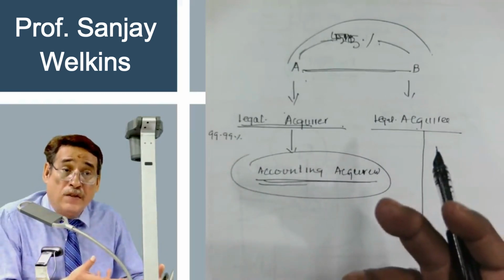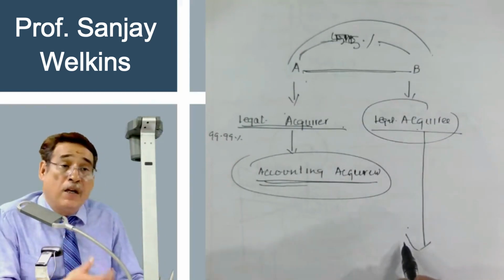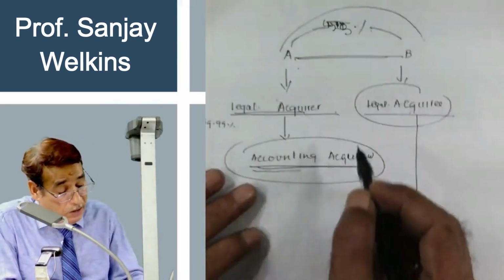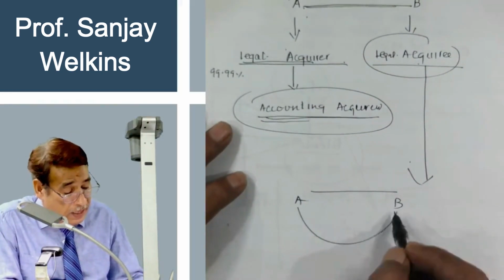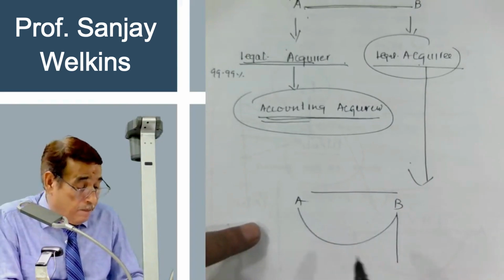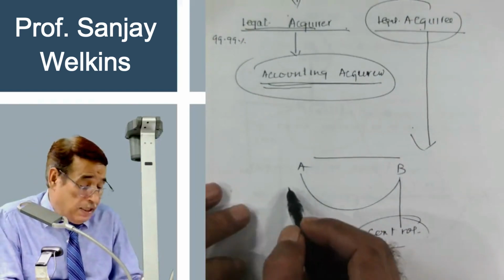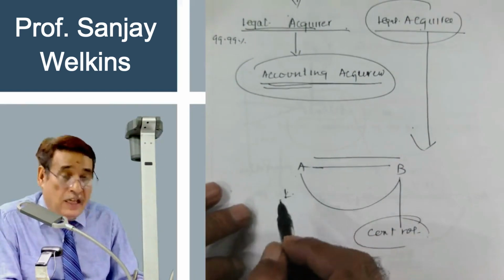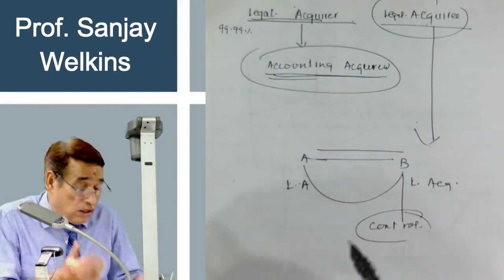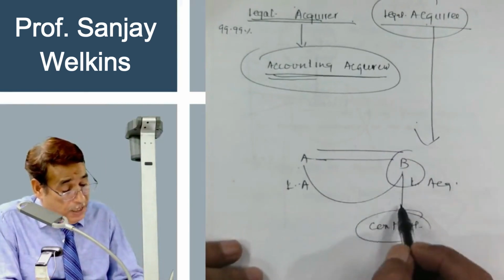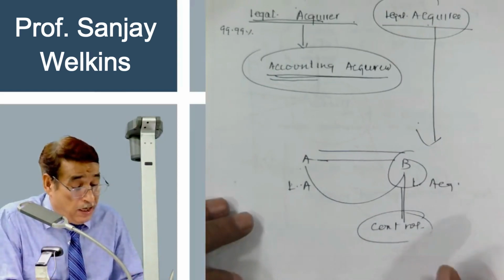However, sometimes it happens that the legal acquiree may become the accounting acquirer. For example, let us say A Limited takes over B Limited, correct? However, there is an agreement between A and B Limited that B will have the control. So in this case, because A is taking over B Limited, technically A is the legal acquirer and B is the legal acquiree. But for the purpose of accounting, B will be considered as the acquirer because control is in the hands of B. That is what we mean by accounting acquirer.